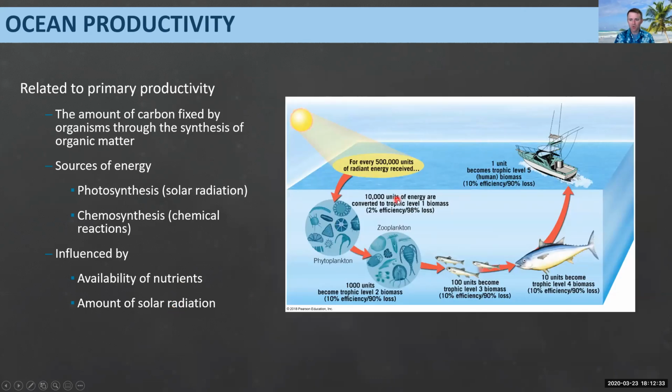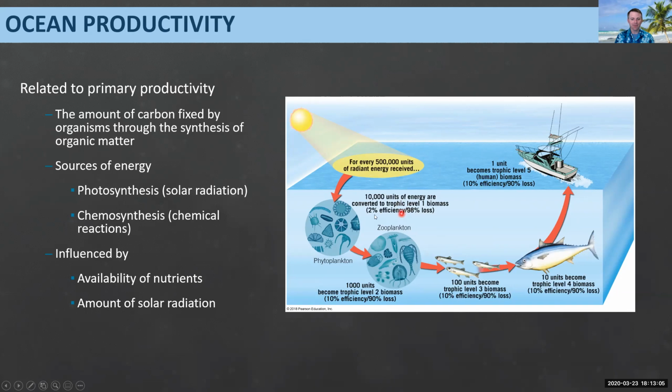Here's a really cool little drawing that shows you just how much energy it takes to keep us alive. For every 500,000 units of sunlight that come into the earth, about 10,000 units of that energy are actually converted into biomass by these little zooplankton and phytoplankton, basically. These are the photosynthetic critters here. So think about that. That's a 98% loss of the sunlight's energy.